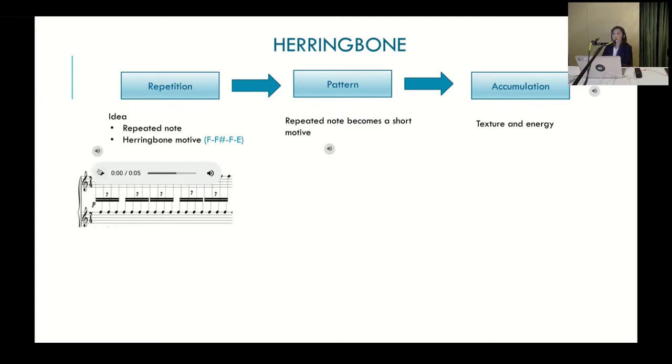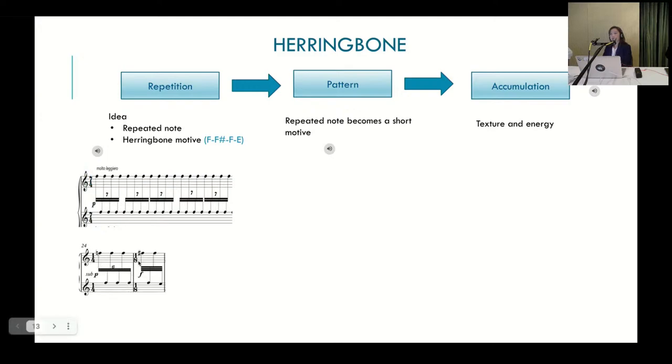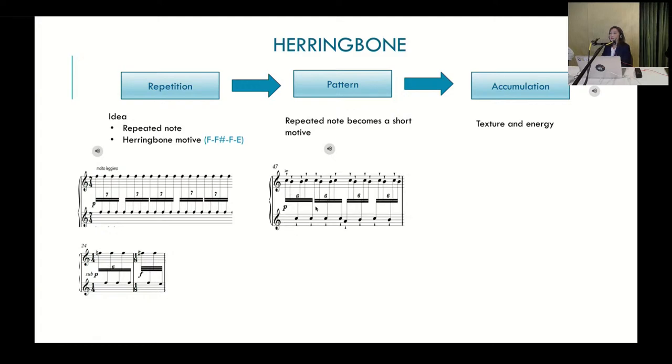which, you heard just now, this repeated note idea. And this repeated note idea then has this short motif. And this short motif then becomes slightly longer to become a pattern here. This is something here, and let's listen to that. And with this, of course, it goes through lots of changes. I accumulate the texture from what happens from the beginning right up to the end of the piece.